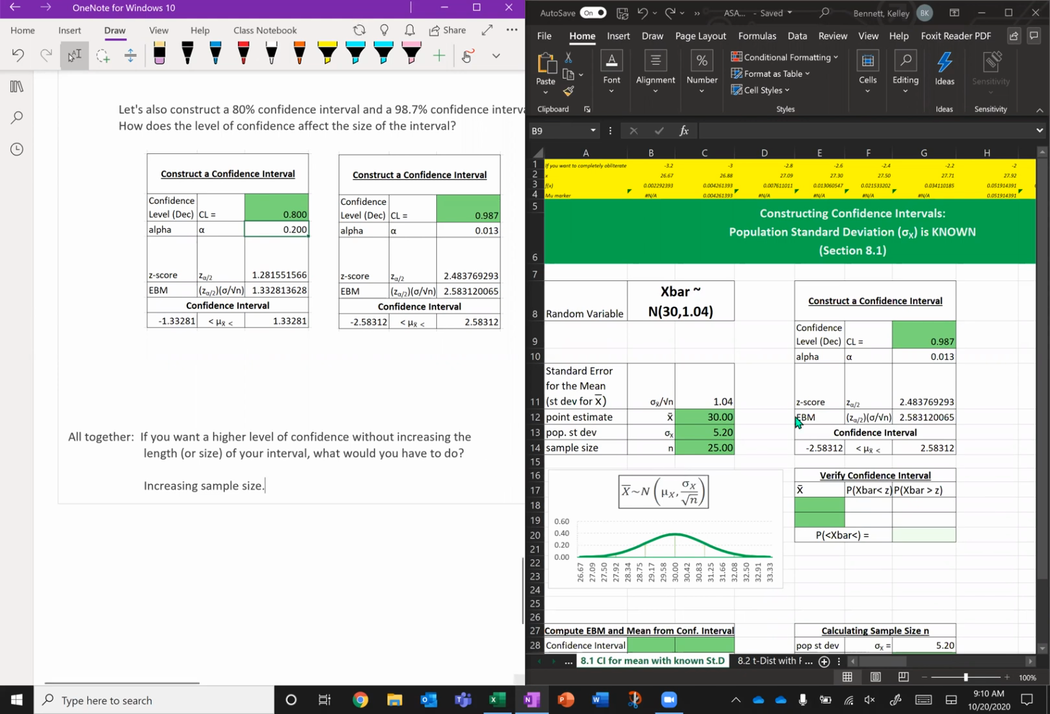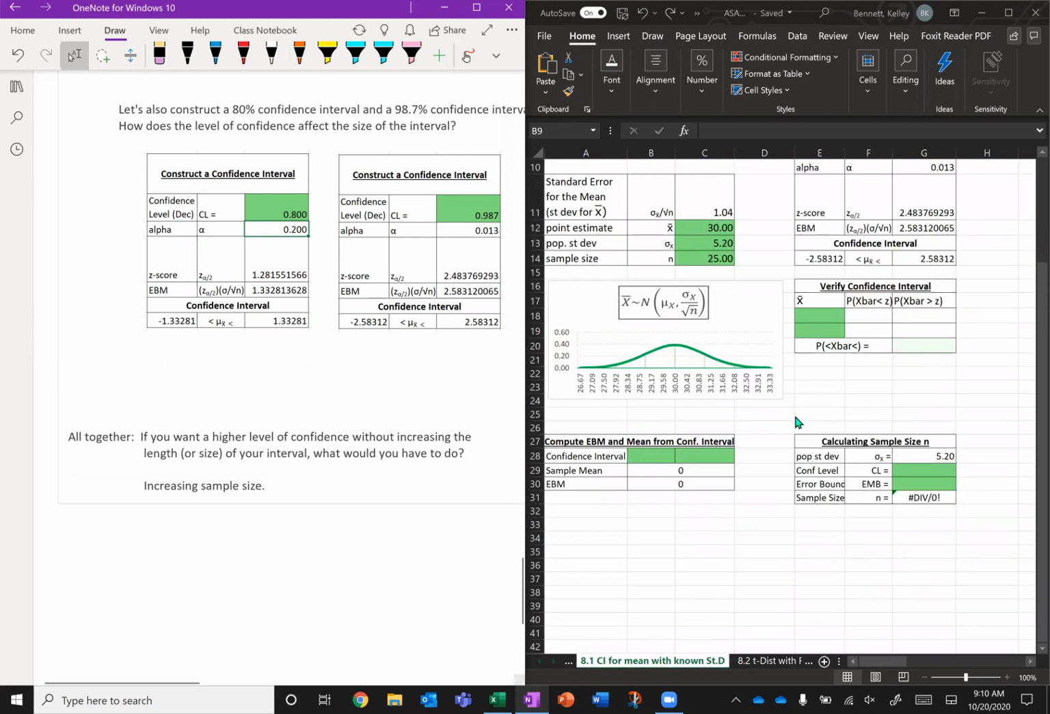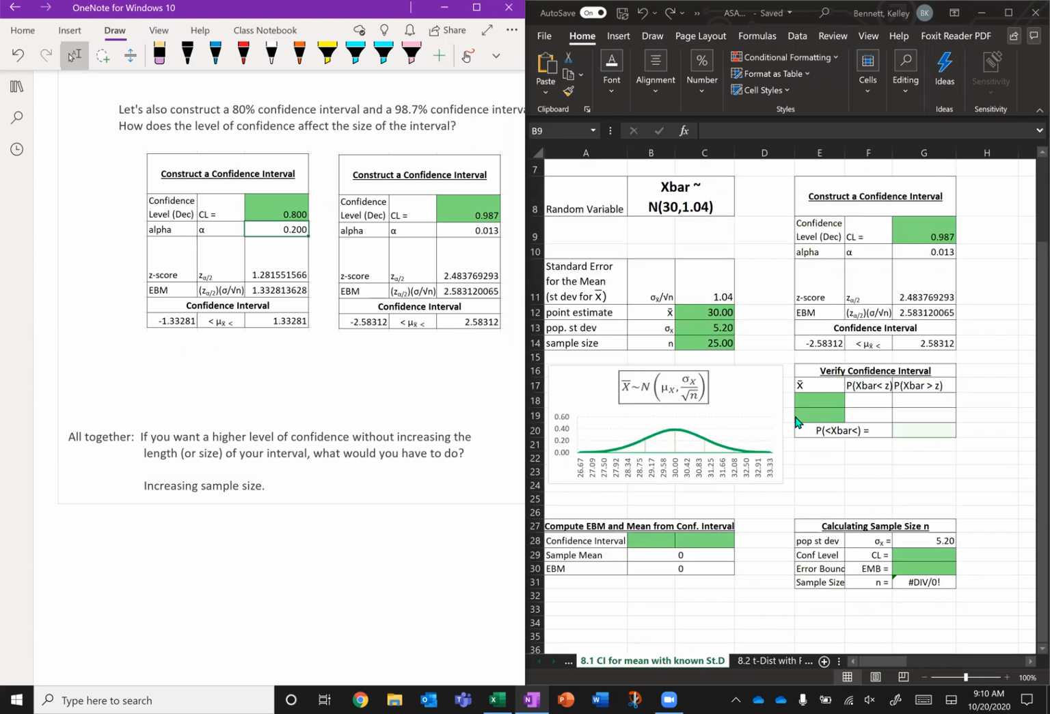I want to show you one more thing. On the bottom right of your Excel table, I'm not going to fudge with the point estimate or any of this other stuff. I just want to look at something regarding sample size. So my point estimate is 5.2. My standard deviation is 1.04.